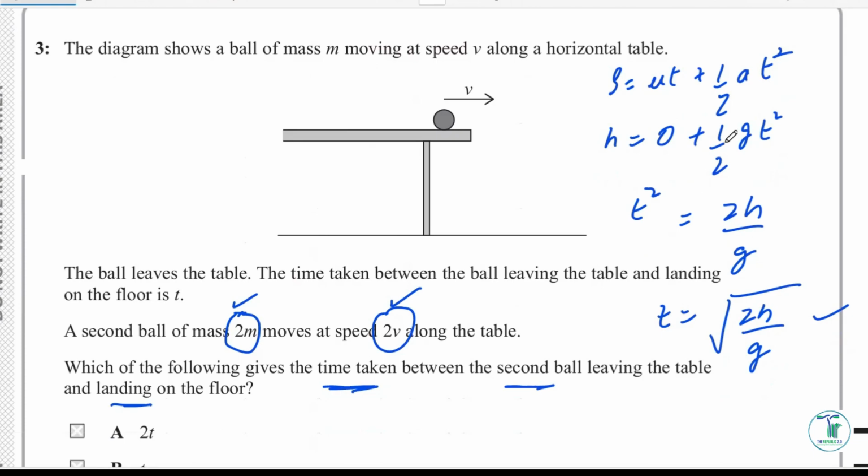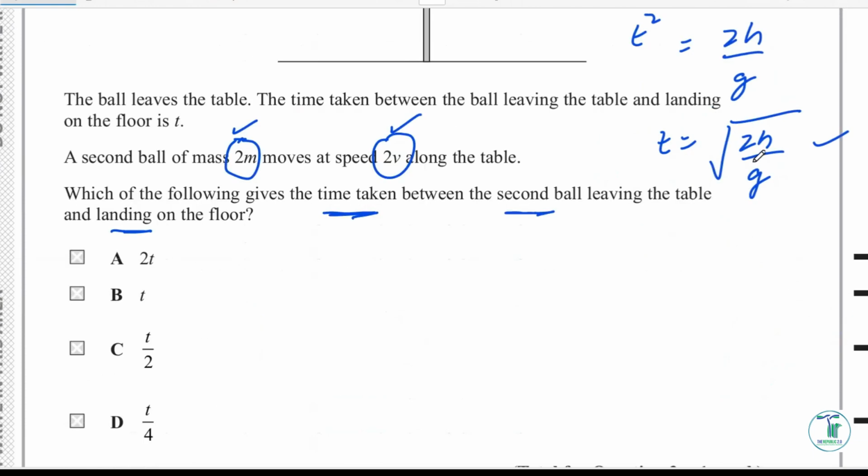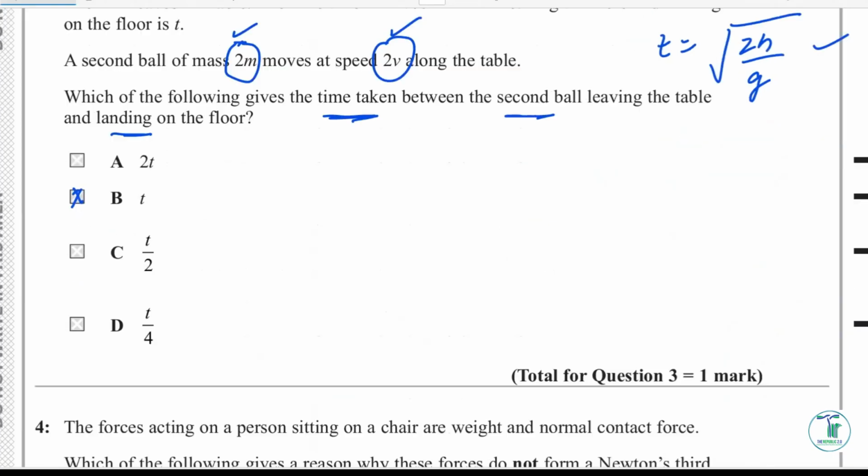So t comes out to be the square root of 2h upon g. So whatever the time was taken by the first ball, the same time would be taken by the second ball if you've got the height same. So yeah, we're going to go with the option number B.